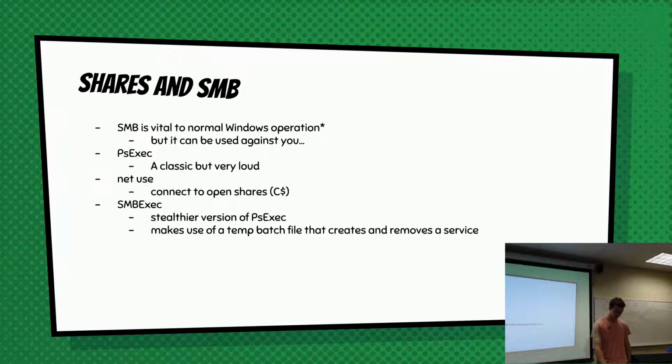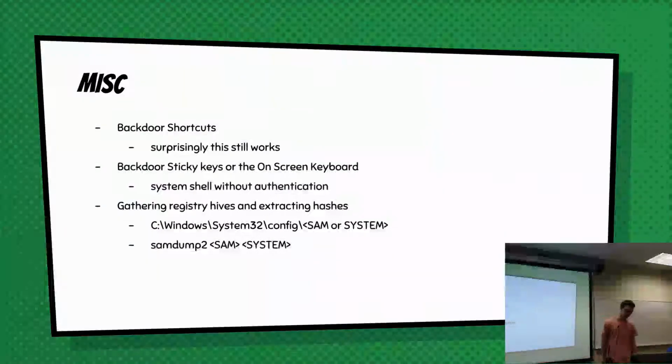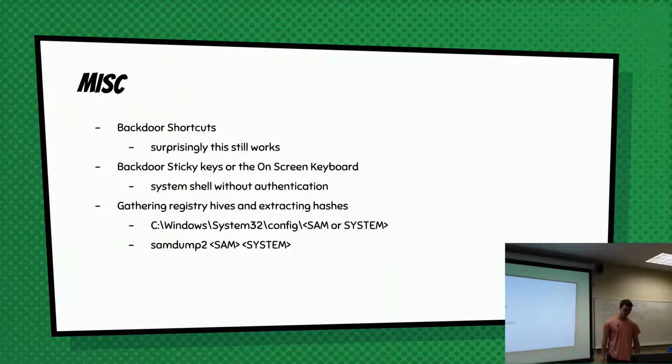So moving on. There's some miscellaneous things. Backdoor shortcuts, I mean, that's pretty straightforward. It's like 5th grade stuff, right? You just point the shortcut to a different location, to your malicious binary. So you have like Chrome on your desktop, and then you point it to your malicious binary. Someone goes to browse the internet, and boom, they're hacked or pwned or whatever.